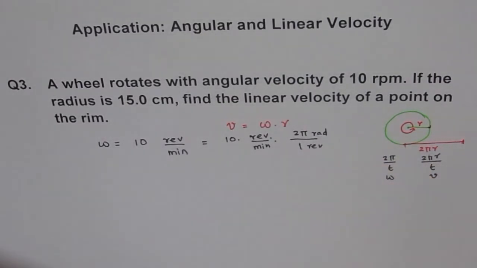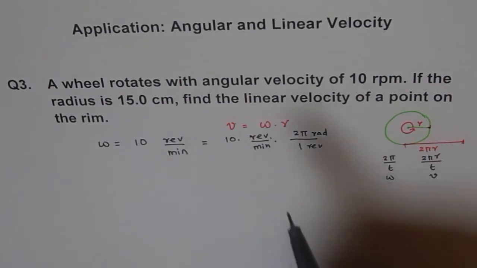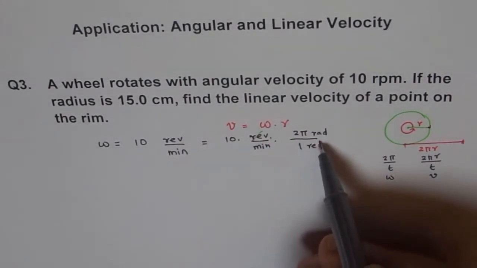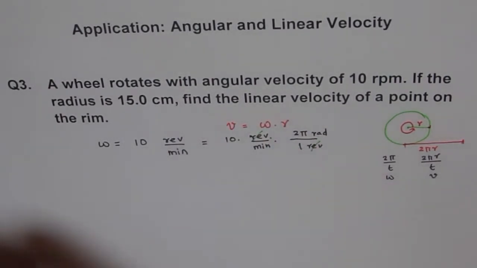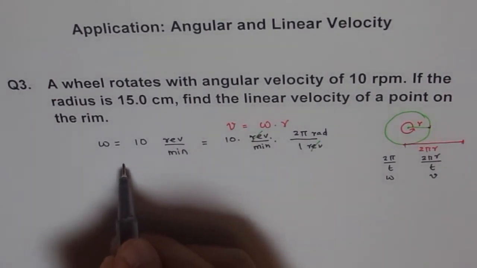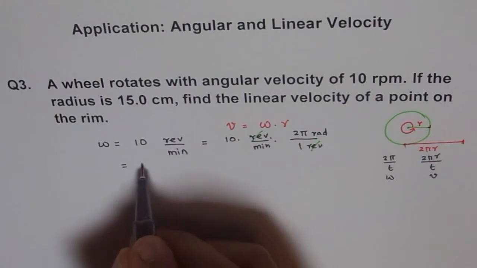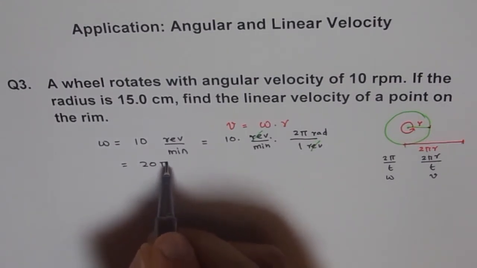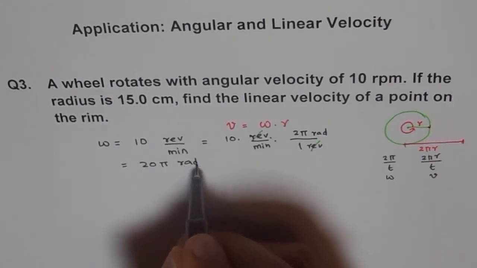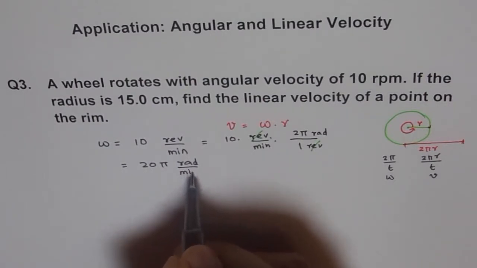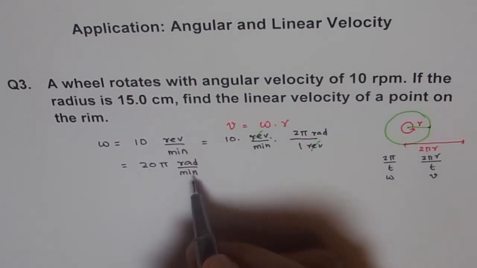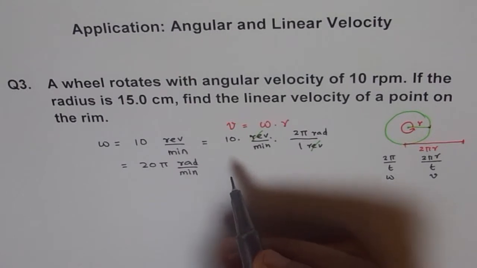So if you see, it's a very easy way of converting units. Revolutions get cancelled, and we get radians per minute. You see that? So we have omega as 2 pi into 10, which is 20 pi radians per minute, right? Now this radians per minute can be converted to seconds.